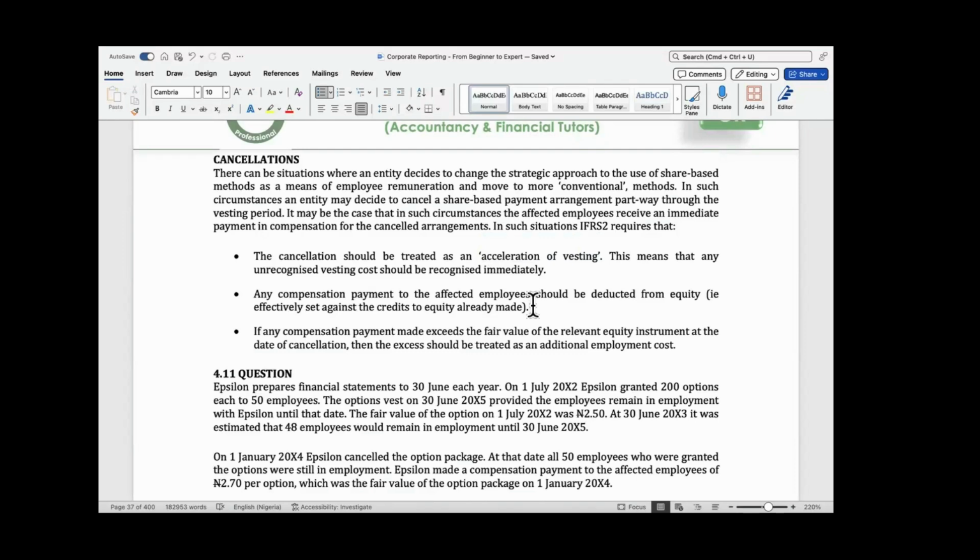So the only excess or extraordinary situation we can have is a scenario whereby the compensation is now higher than the value of those shares they want to give. It cannot be lower because the employee will not accept. It can only be higher, all right? So if it's higher, simple, you just treat it as an additional employment cost. If the compensation is higher, it's an additional cost to the company. And that's cancellation. Let's look at a practical scenario.